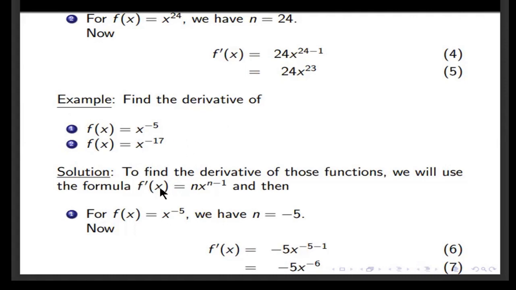Okay, again to find the derivative of these functions we will use the same formula, because it works for all integers. For f of x equal to x to the power of minus 5, we have n equal to minus 5. So f prime at x is equal to minus 5 x to the power of minus 5 minus 1. Here as a coefficient we have minus 5, and x to the power of minus 6. Negative 5 minus 1 is negative 6. So f prime at x is equal to minus 5 times x to the power of minus 6.